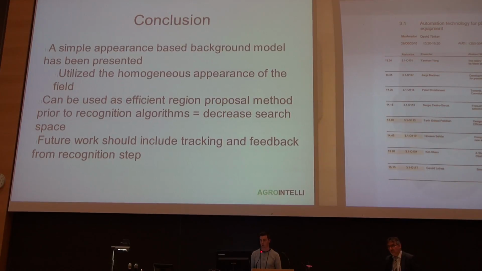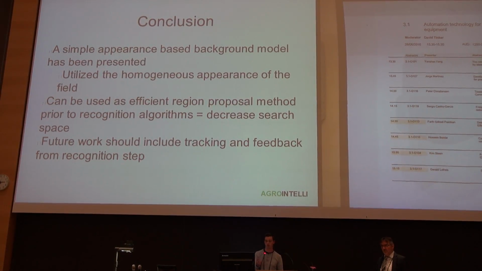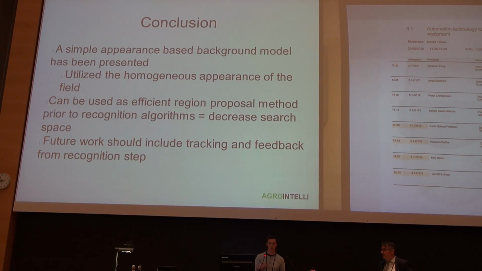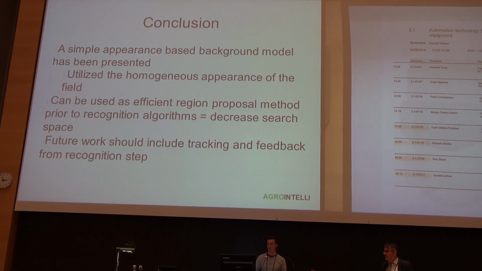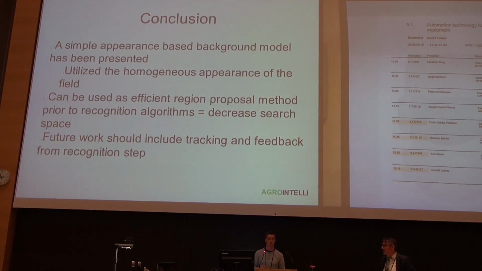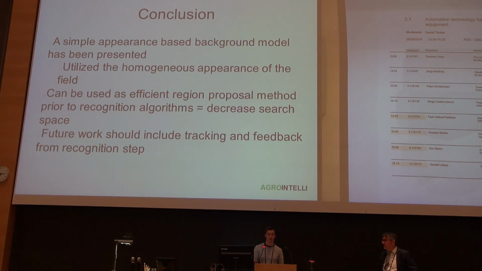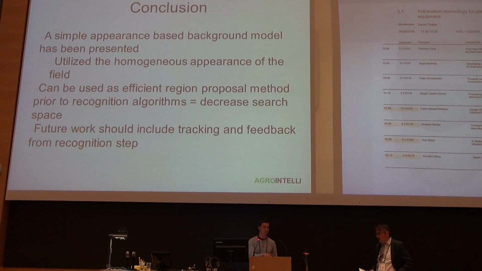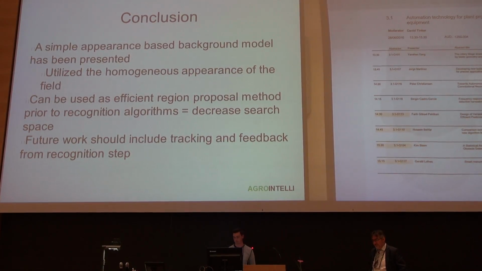The future work could include tracking of the proposals. If we have proposals that are very confident frame by frame, we could say with more confidence that this could be an obstacle. We could also use feedback from the recognition step. If the more sophisticated algorithm has discarded a region in the image, we can discard that region in the proposal step as well. So, thank you.